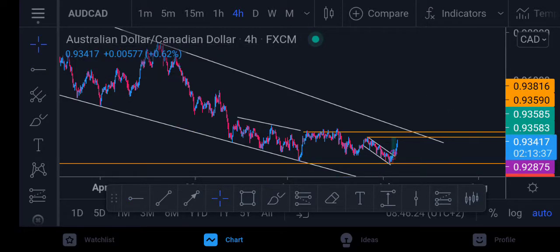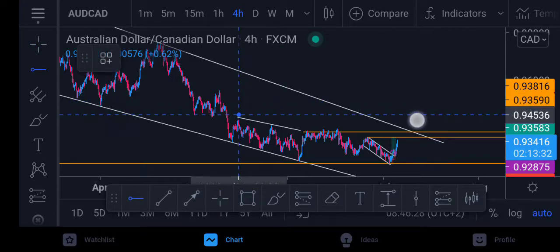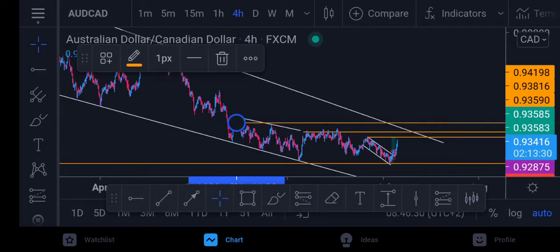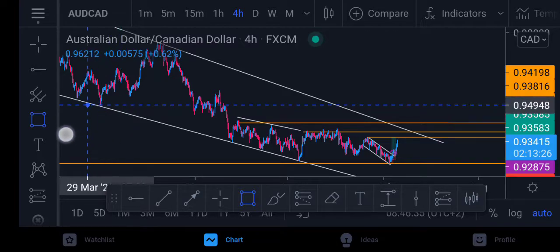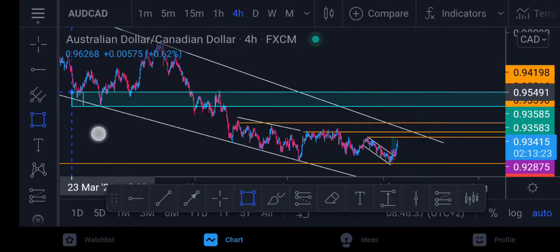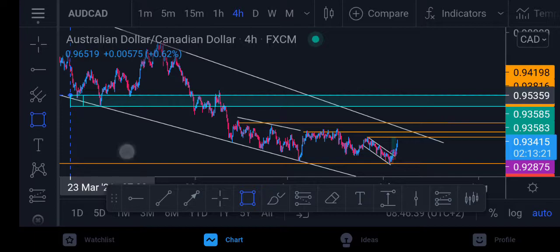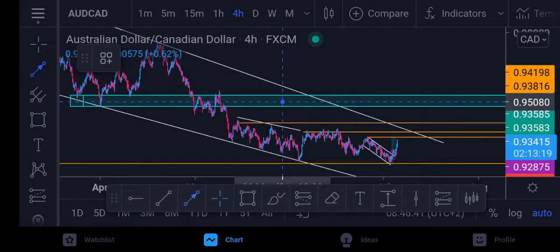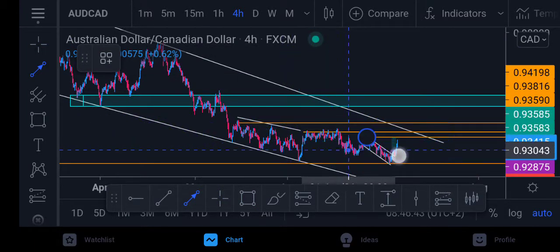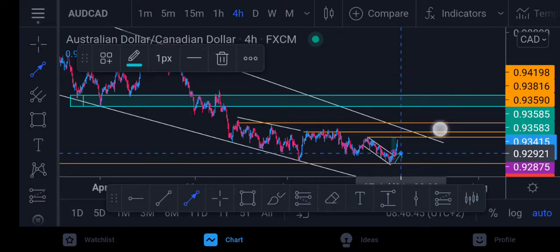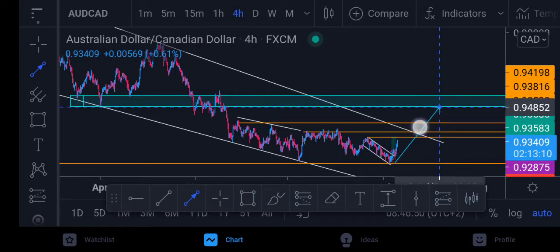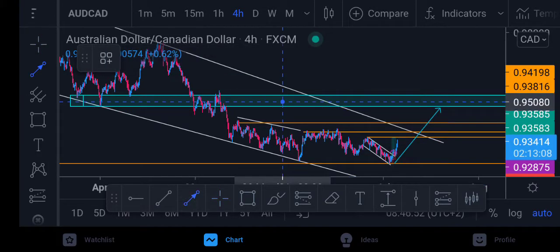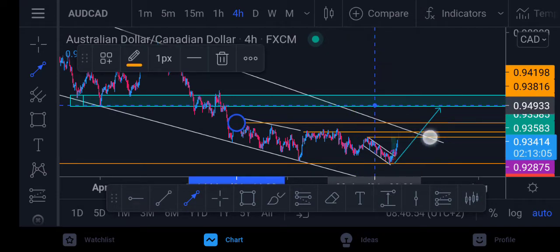Excuse me for that. At this level with my second TP, and my third TP was around this area, and my last TP, which is the fourth TP, at this level, because I'm expecting the price to move all the way from this double bottom to that level. And when the price reaches this level, I would be expecting to see the price moving to the downside.